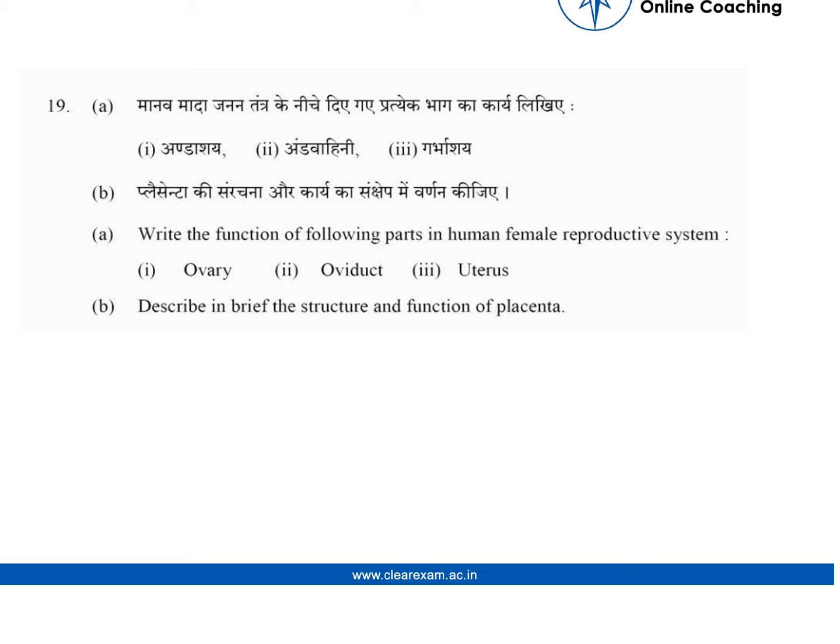Students, we will be discussing this question and its solution. The question says, write the function of following parts in human female reproductive system. So we have to write the function of ovary, oviduct, and the uterus. And B part says, describe in brief the structure and function of placenta. So let us see the solution.